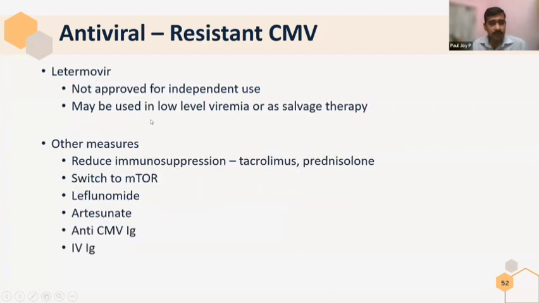Letermovir is no longer recommended. It can be used as salvage therapy. And when all other measures fail, further reduction in immunosuppression can be considered, or switch to mTOR therapy. Leflunomide and artesunate have also been found to have anti-CMV effects. And anti-CMV immunoglobulins or IV immunoglobulins can also be considered in life-threatening situations.